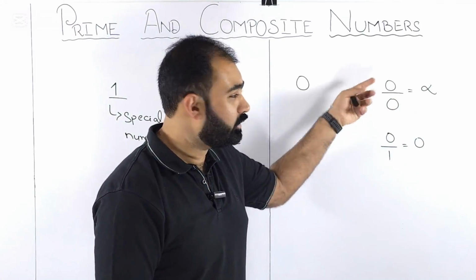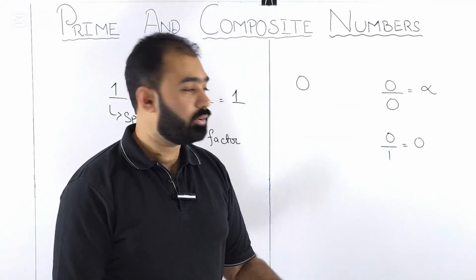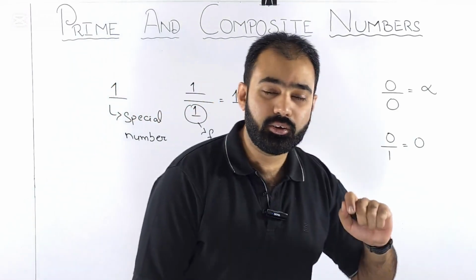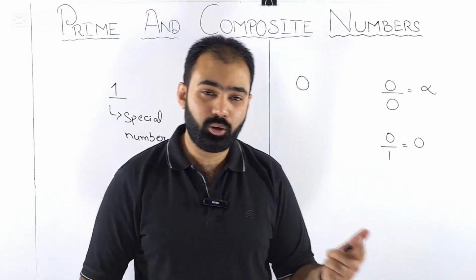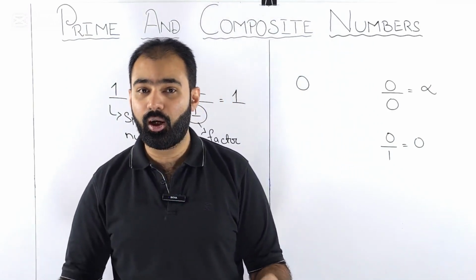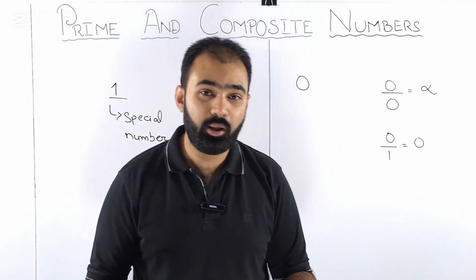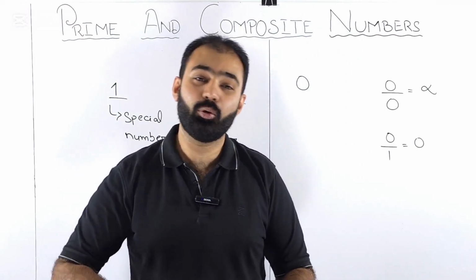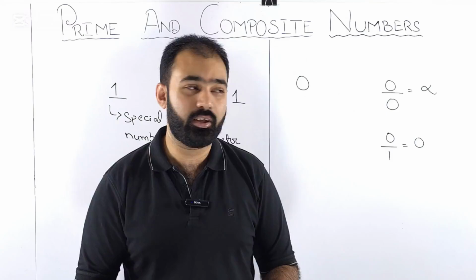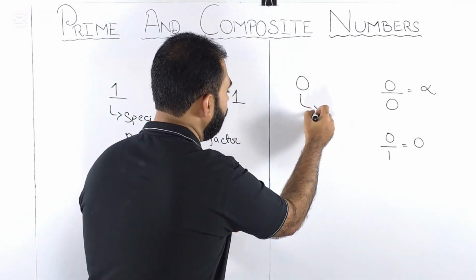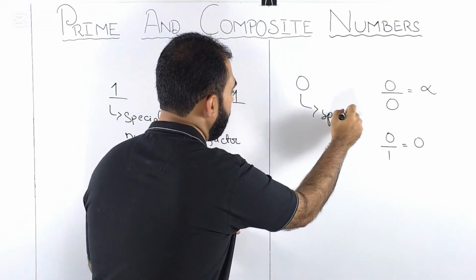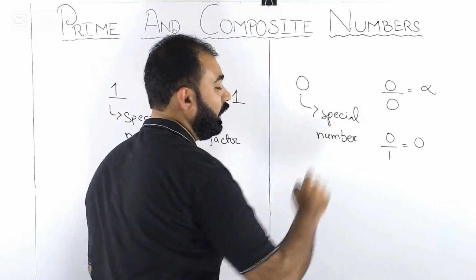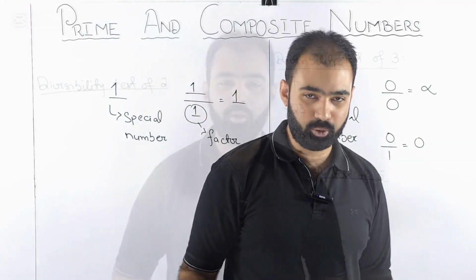But in this case, 0 cannot be divided by 0. So in that case, when 0 does not have 0 as its factor, that means 0 is not a prime number. And if it's not a prime number, it should be a composite number. However, for a composite number also, it should be completely divisible by itself, but that cannot happen. That's why we say 0 is again a special number. They are neither prime nor composite.